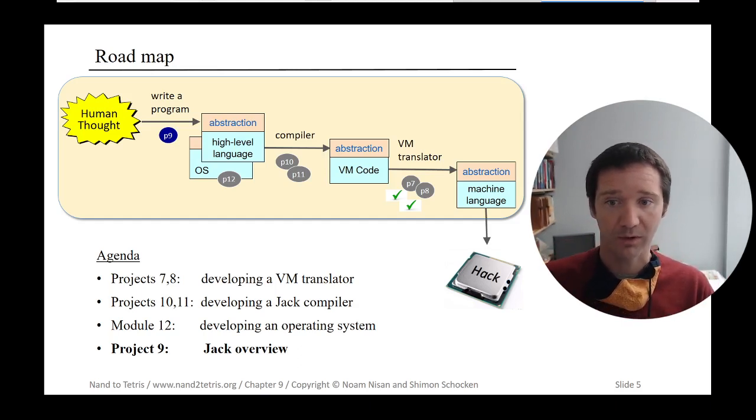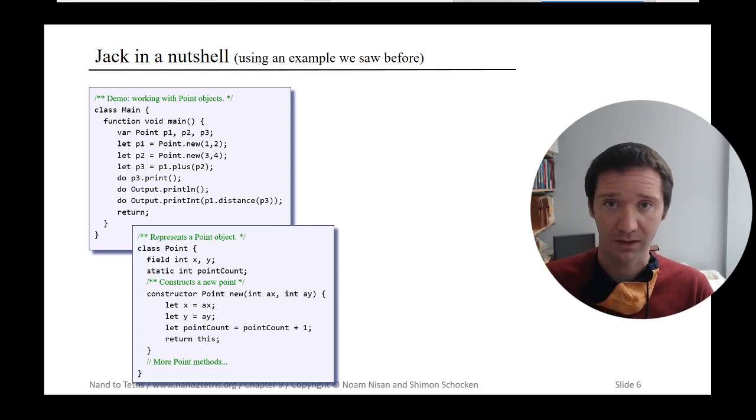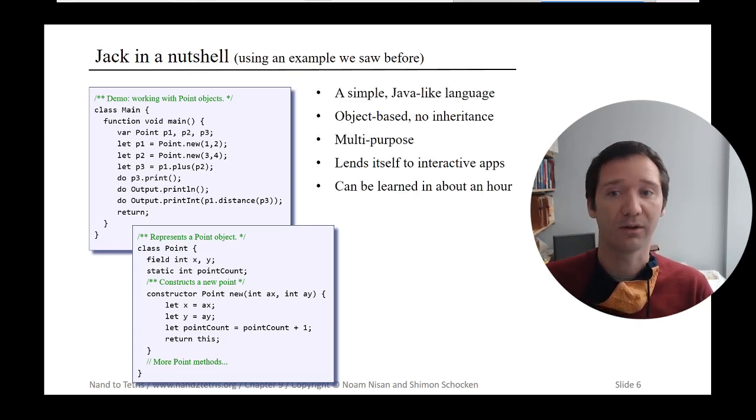Then coming up, we'll work on the Jack compiler and then deal with some system service level items, such as what the book calls the operating system. As we saw in class today, let's look at what the Jack code looks like. In this case, we have a main class that instantiates some points, and we also have a point class that is now the implementation of that abstraction that is the point.